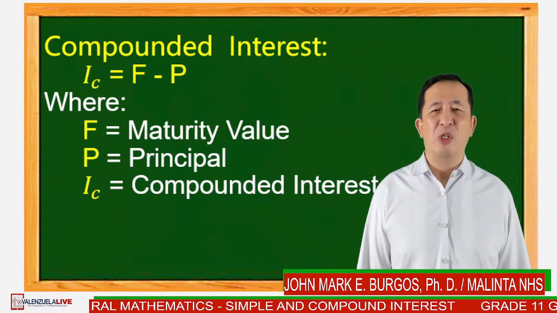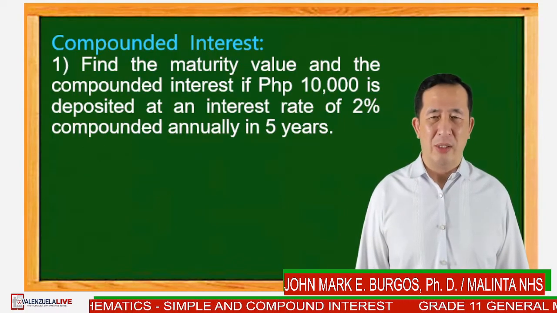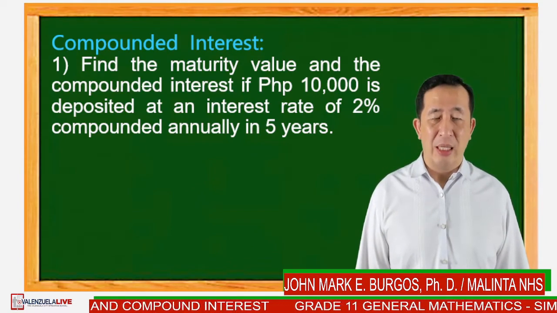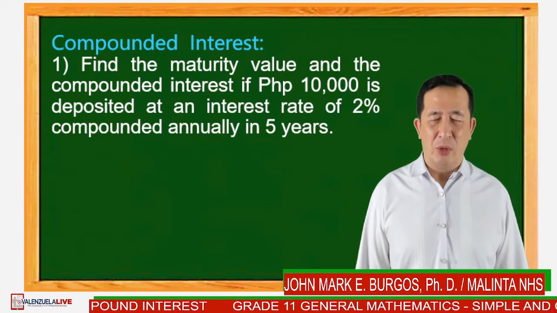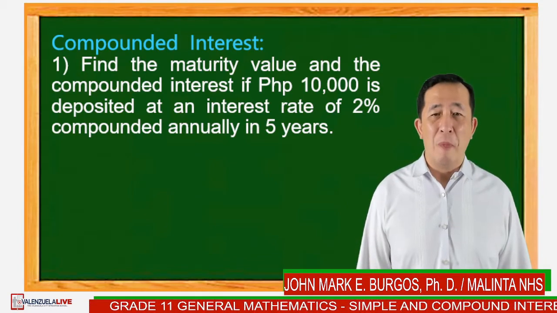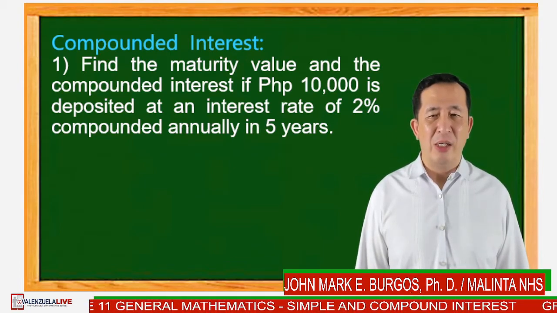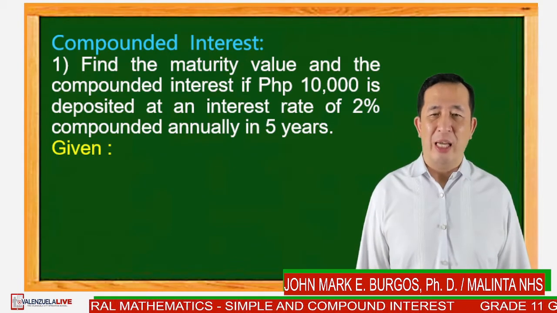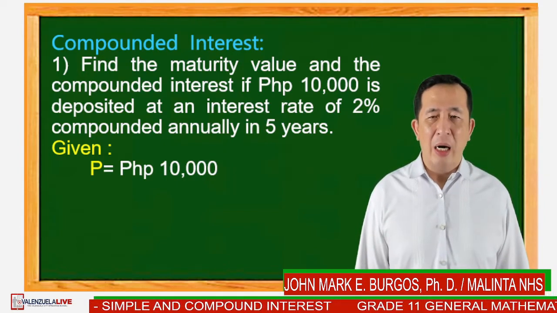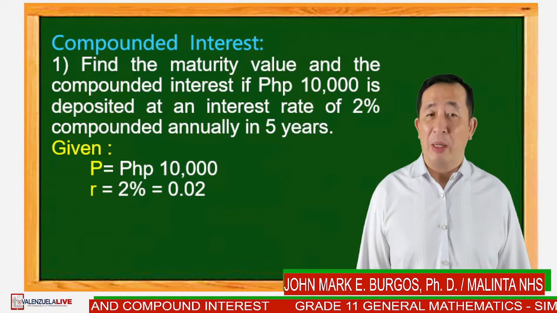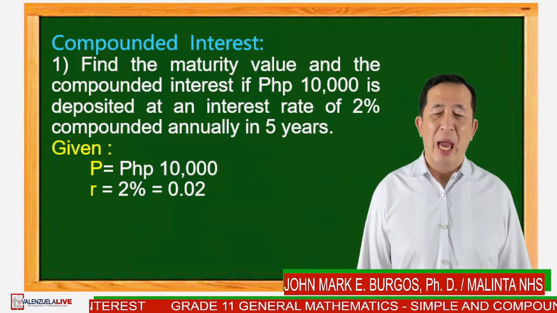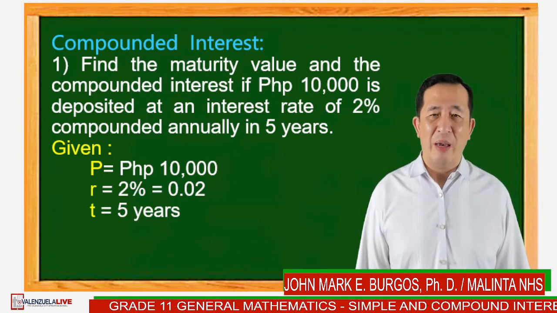So let's have the first problem for the compounded interest. Find the maturity value and the compounded interest if 10,000 pesos is deposited at an interest rate of 2%, compounded annually in 5 years. So the given from the statement is P is equal to 10,000, R is equal to 2%, but we have to convert that to decimal, so that will be 0.02, and T is 5 years.